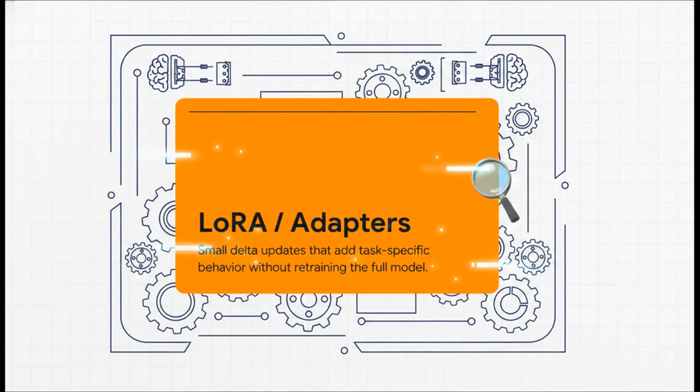Finally, for the runtime brain, we have LoRAs and adapters. I like to think of these as optional plug-in mini brains. Instead of retraining a multi-billion parameter model from scratch just to teach it a new trick, you can just snap in these tiny delta updates. They grant the main intelligence highly specific, customized skills totally on the fly.